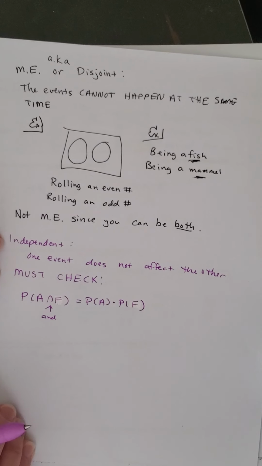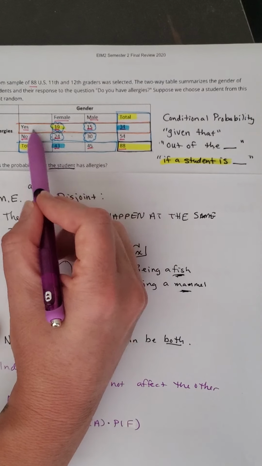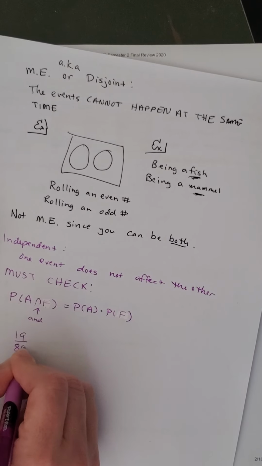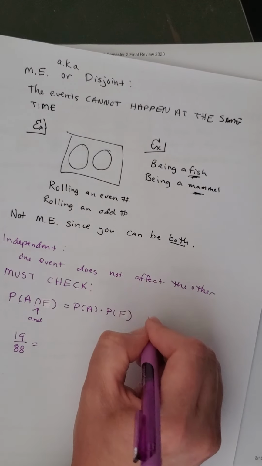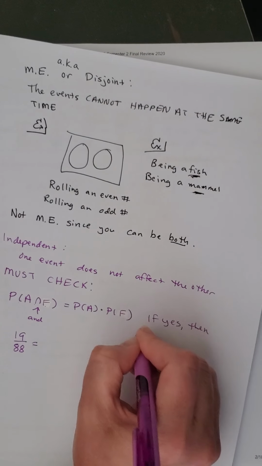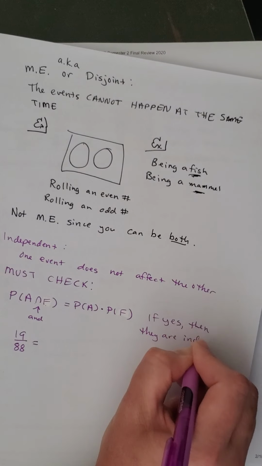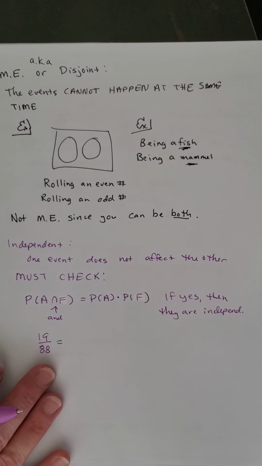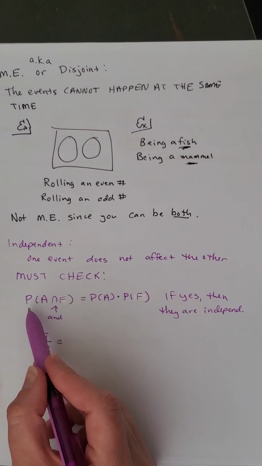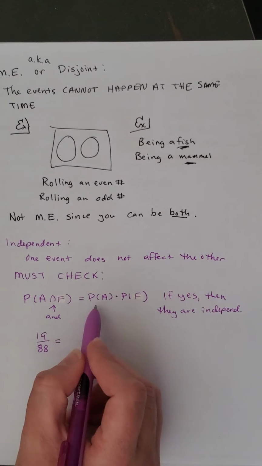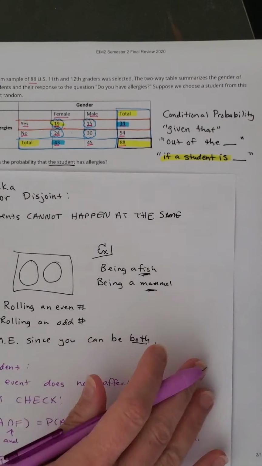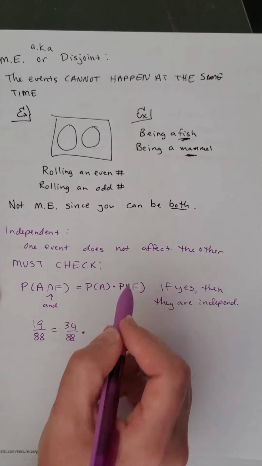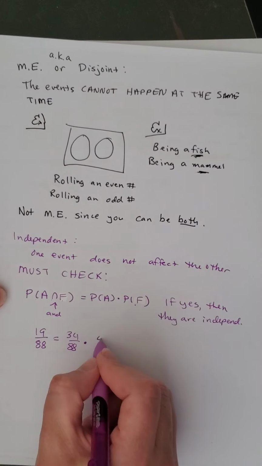Well, let's find that in the chart. So in the chart, the probability of doing both at the same time is 19 out of 88. And that should equal, so if this happens, if yes, then they are independent. If it doesn't happen, then they're not independent, or we call them dependent, right? The opposite of independent would be dependent. All right, so 19 out of 88 is the probability that you have allergies and being female. Now, is that equal to the probability that you have allergies? So the probability of having allergies is all of these people, 34 out of 88, times the probability that you're female, and that would be right here, 43 out of 88.